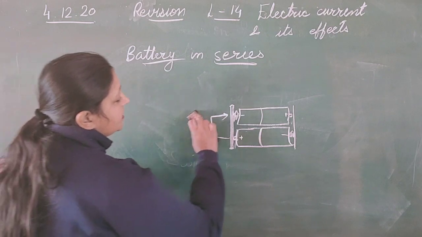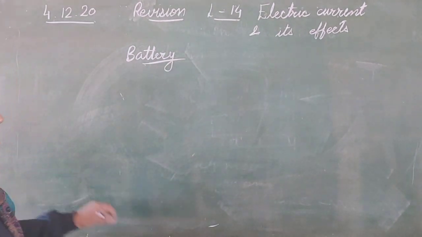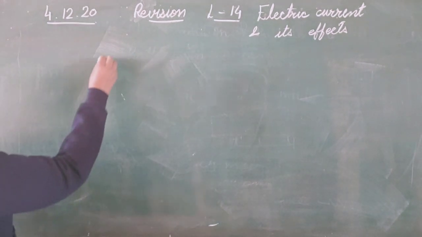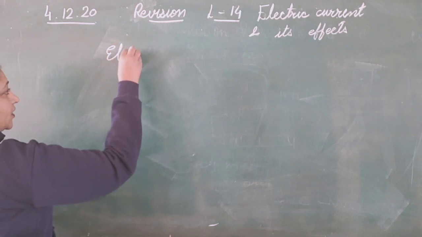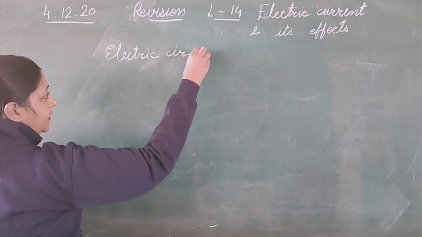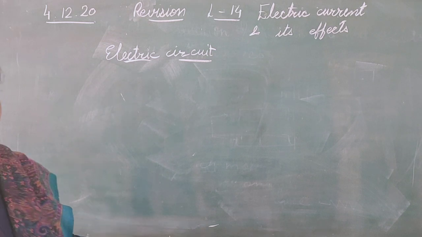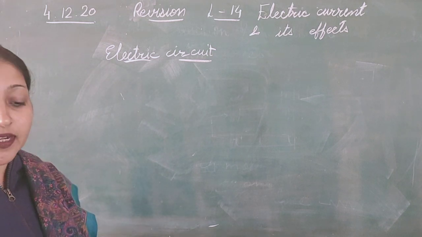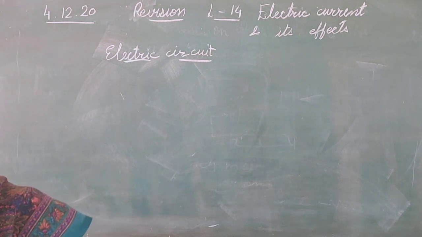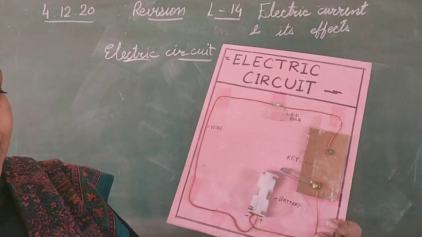Now, we have discussed various components. We have discussed how we can connect the battery and what the use of this is. This is used to make the electric circuit. So, what is an electric circuit, children? An electric circuit is actually the arrangement of different components of electricity. And I have made one for you. I hope you can see this.